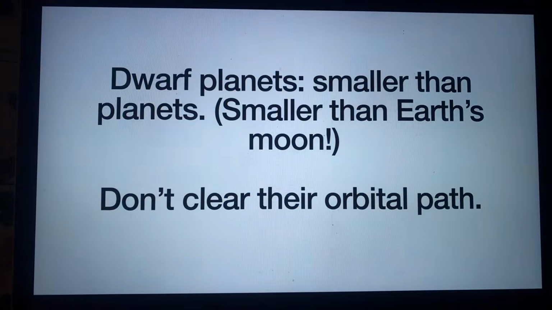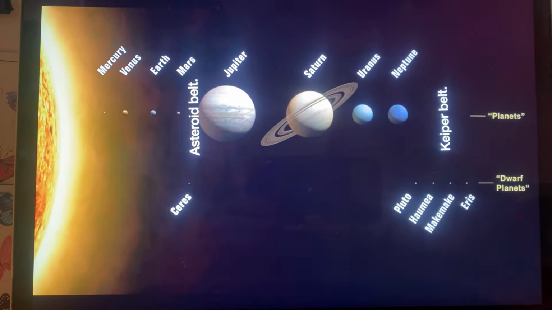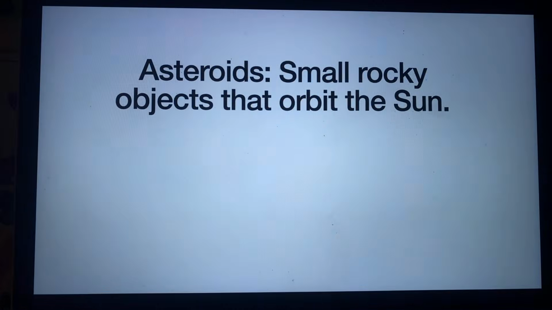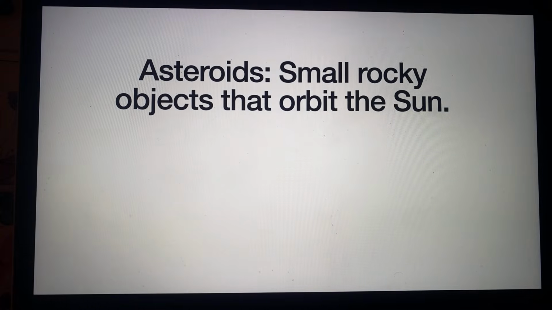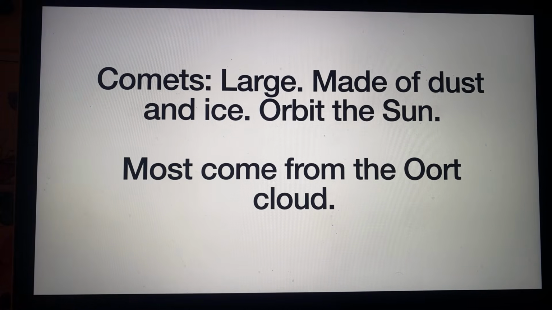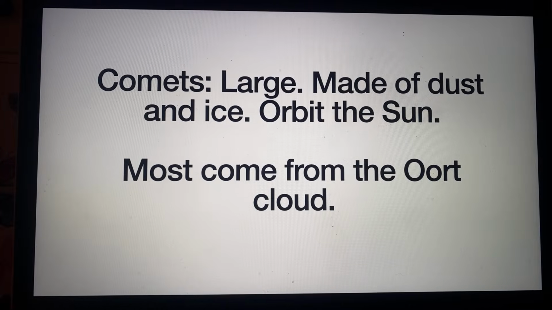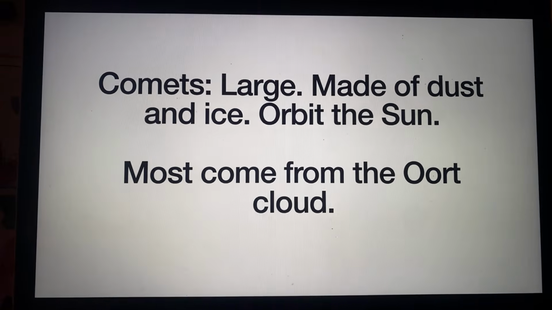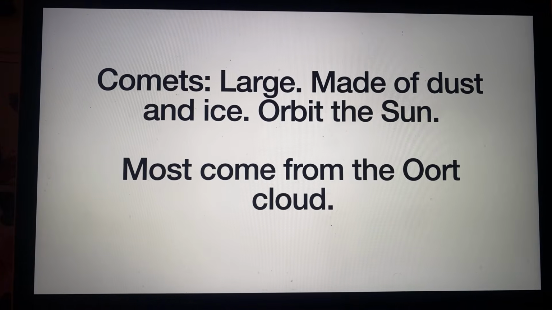Okay, what else have we got? We've got moons. Obviously, moons are going round the planets. We've got asteroids, small rocky objects that orbit the sun, and we've got comets made of dust and ice. They orbit the sun. Most of them come from the Oort cloud. Do you know what the Oort cloud is?